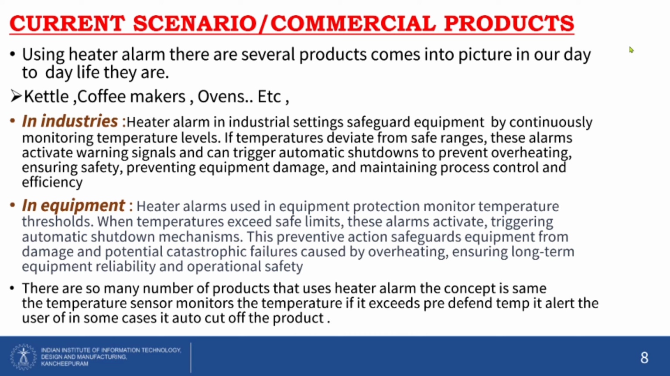As we come to the industrial side, heater alarms in industrial settings safeguard equipment by continuously monitoring temperature levels. If the temperature deviates from safe ranges, these alarms activate warning signals and can trigger automatic shutdowns to prevent overheating, ensuring safety, by preventing equipment damage and maintaining process control and efficiency.